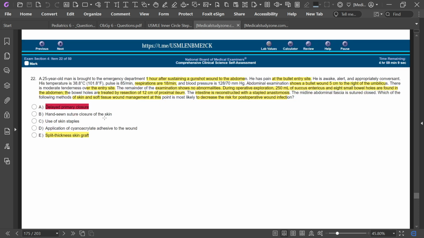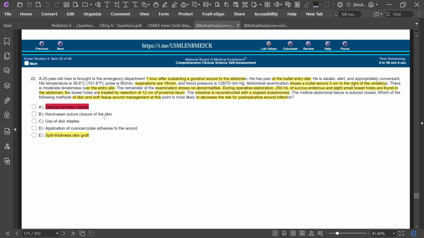Next. A 25-year-old man is brought to the ED 1 hour after sustaining a gunshot wound to the abdomen. He has pain at the bullet entry site. He is awake, alert, and fine. Temperature is high, pulse is fine, respiration fine, BP fine. Abdominal exam shows a bullet wound 5 centimeters to the right of the umbilicus. There is moderate tenderness over the entry site. The remainder of the exam is fine.